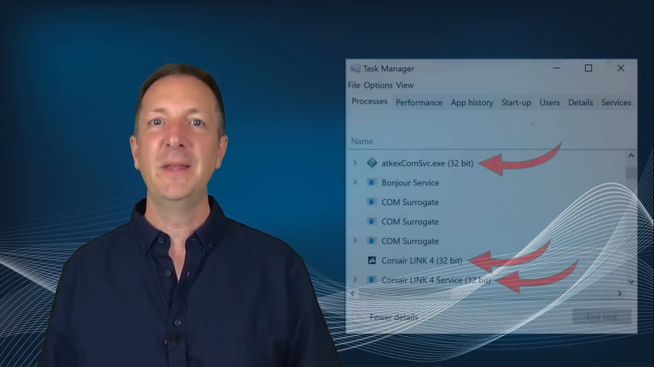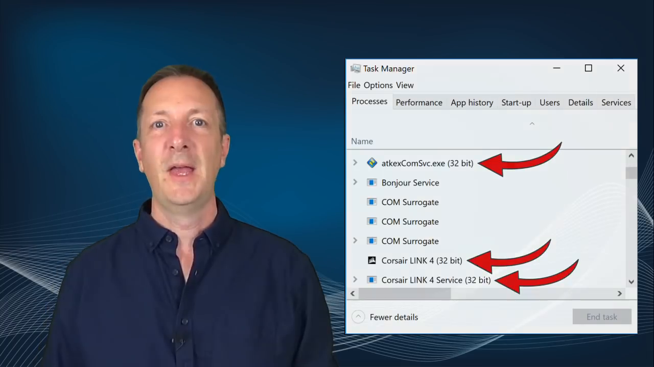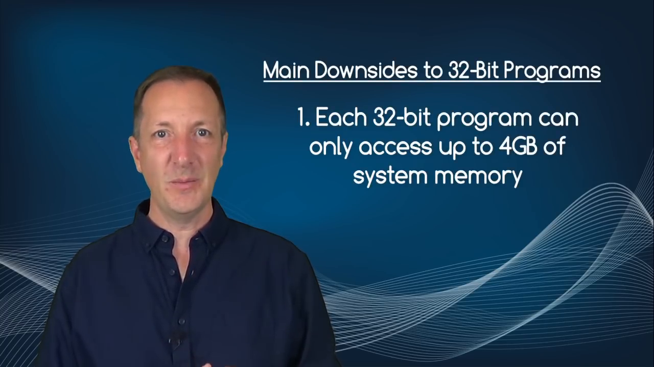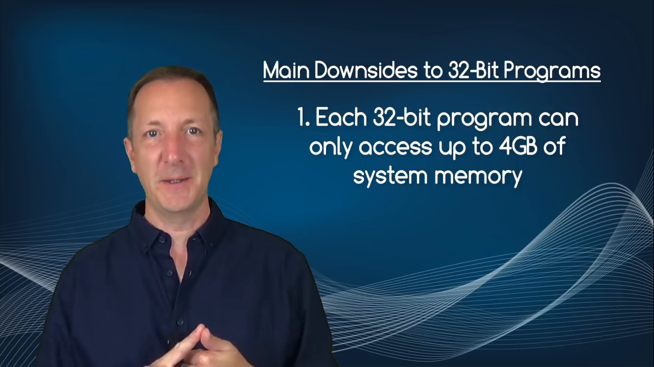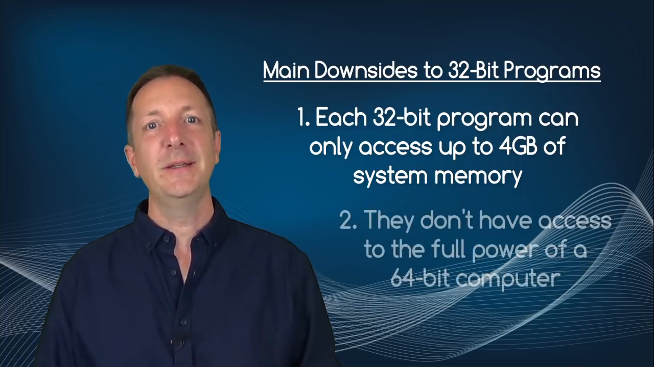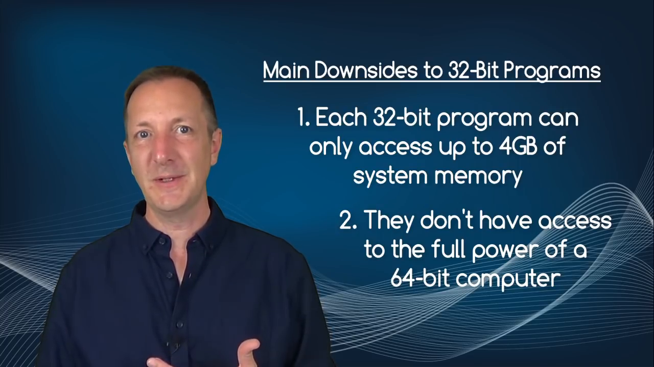If you take a look at any 64-bit computer running Windows and bring up the Task Manager by pressing Control, Shift and Escape, you'll see that there's quite a few 32-bit programs running. There are two main downsides to 32-bit programs. One, each 32-bit program can only access up to 4 gigabytes of system memory. And two, they don't have access to the full power of a 64-bit computer.